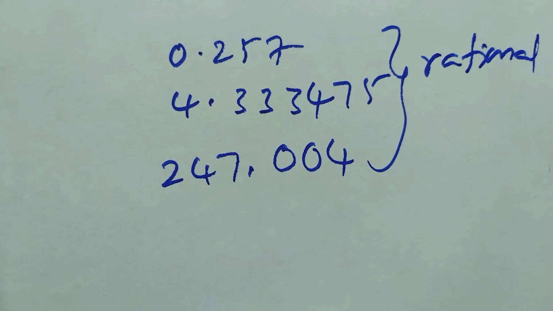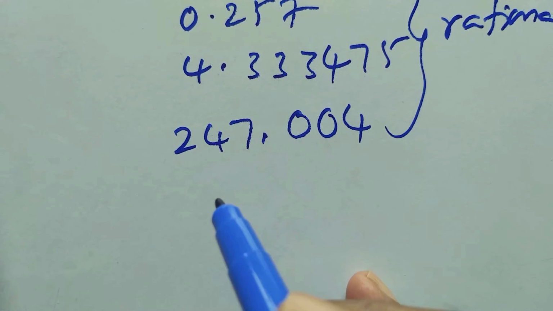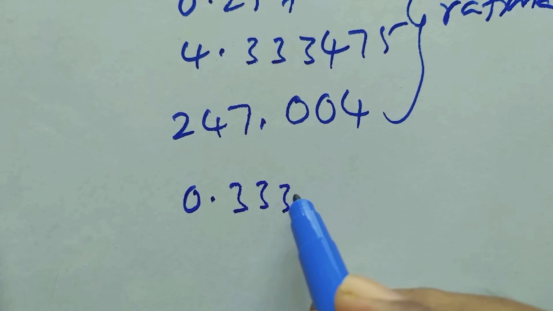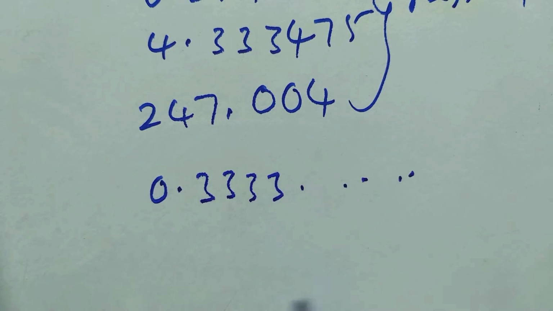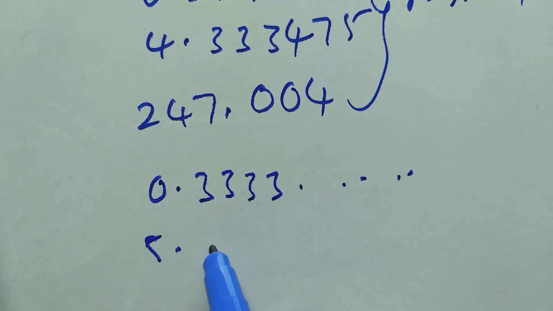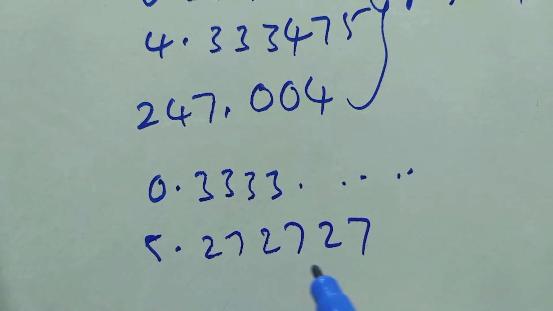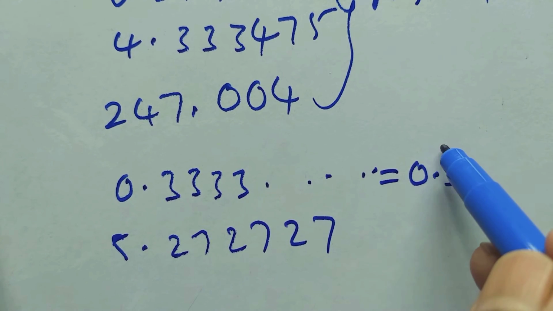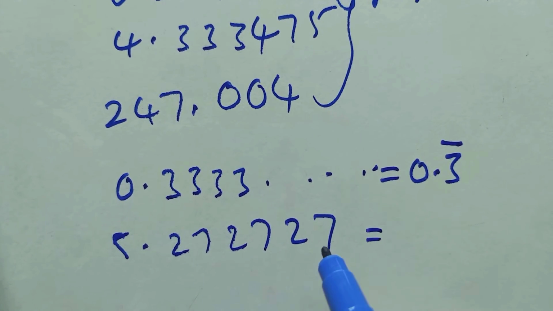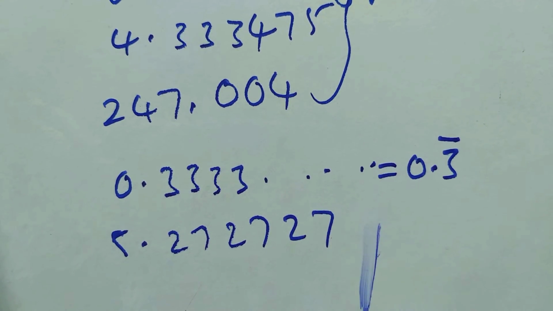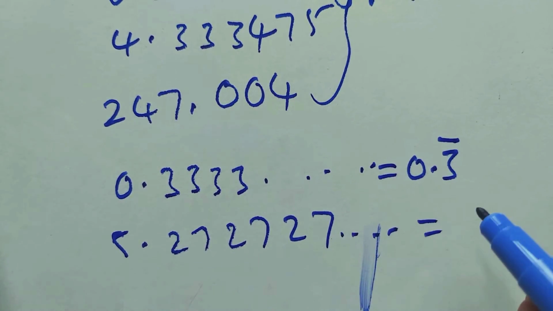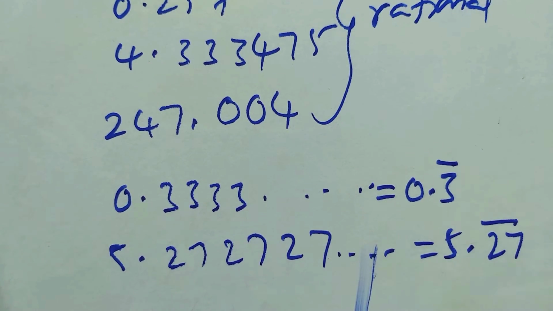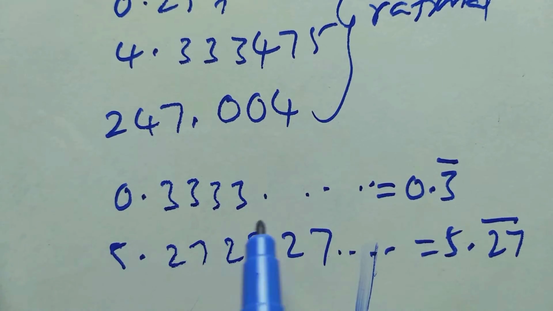If any decimal number contains infinite digits, what can we say? There are two types. One is 0.33333 and so on, or 5.272727, where digits are repeating. These numbers we generally write as 0.3 recurring, and here after this there are dots, many numbers will come. This will be written 5.27 with a bar over the 27. So in these the digits are infinite.